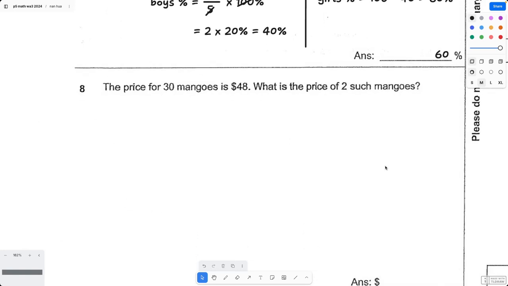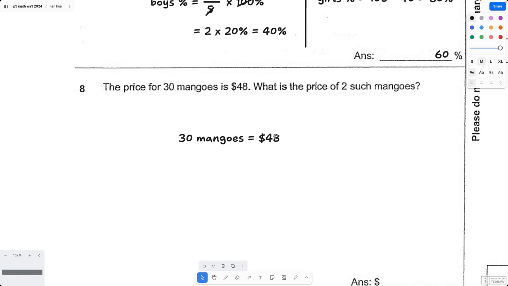Question 8 over here. Okay. It says here the price for 30 mangoes is $48. What is the price of 2 such mangoes? Right. So what we're going to do is we're going to write down 30 mangoes is equal to 48 dollars. Right.